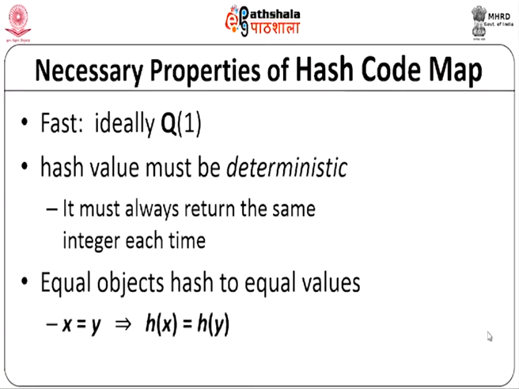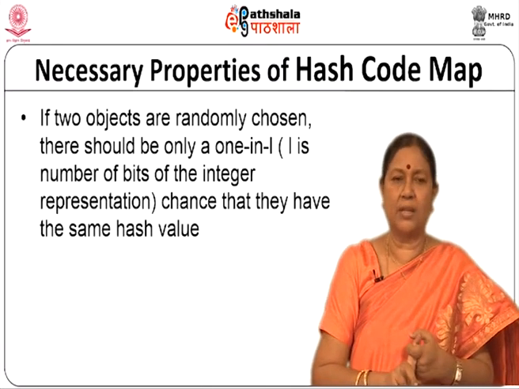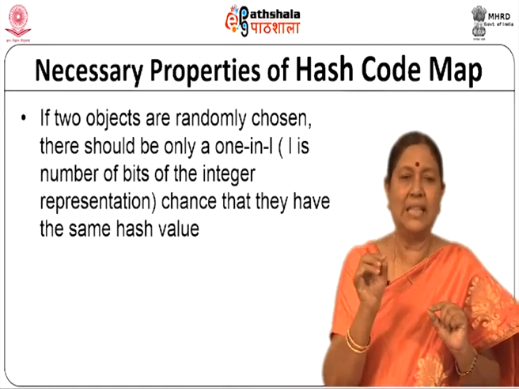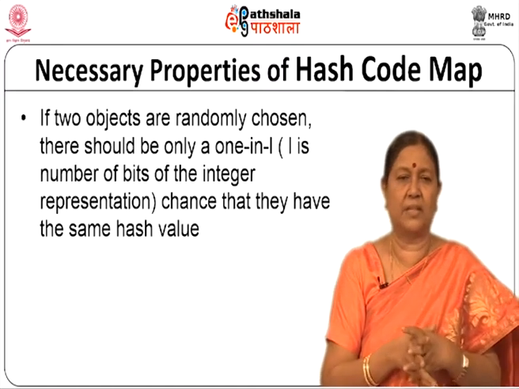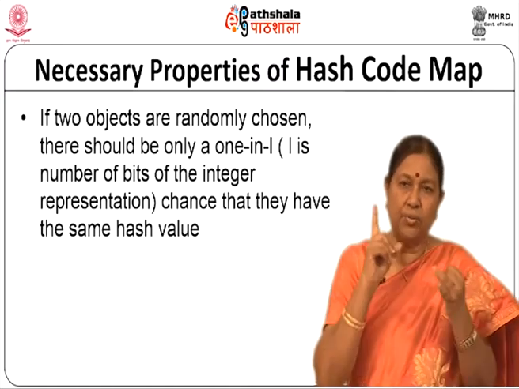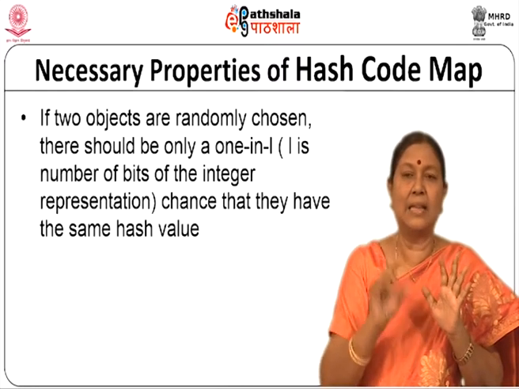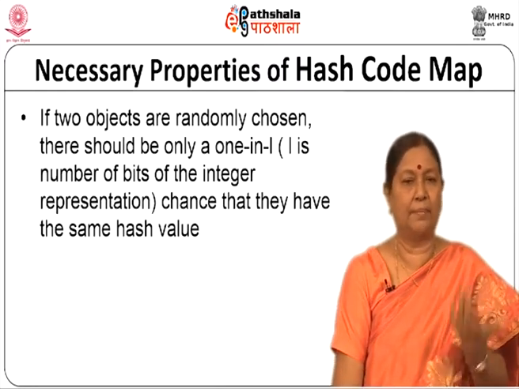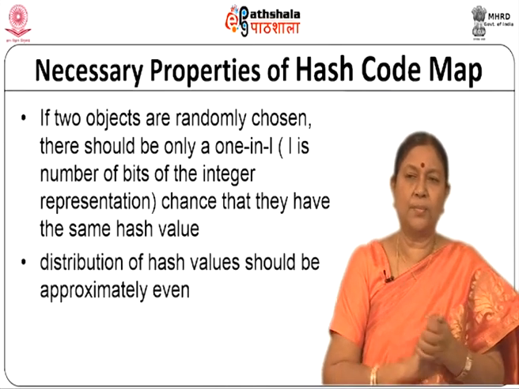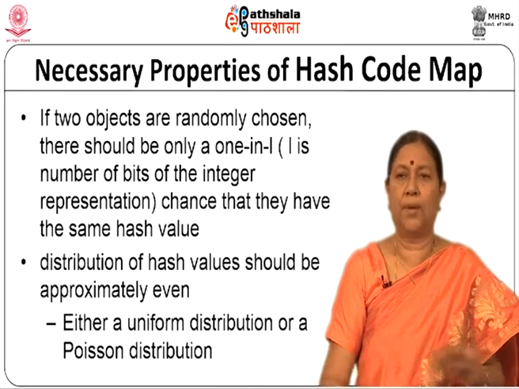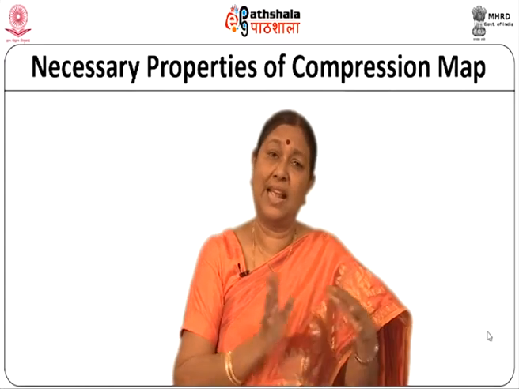So, in other words, if x is equal to y, they are the same objects, then h of x should be equal to h of y. If two objects are randomly chosen, there should be only a 1 in I chance, where I is the number of bits that you are using for the integer representation, that they have the same hash value. So, not 1 in 1, but 1 in I, the size of the integer representation, that they map to the same value. The distribution of hash values should be approximately even, either a uniform distribution or a Poisson distribution. Those are the necessary properties of the hash code map.